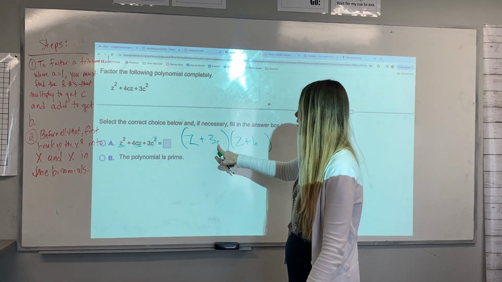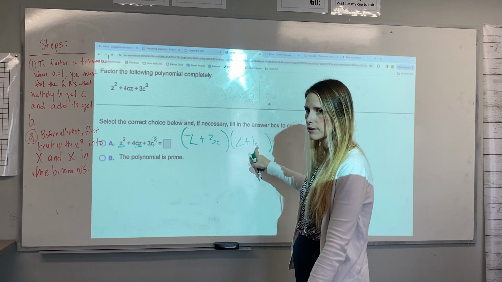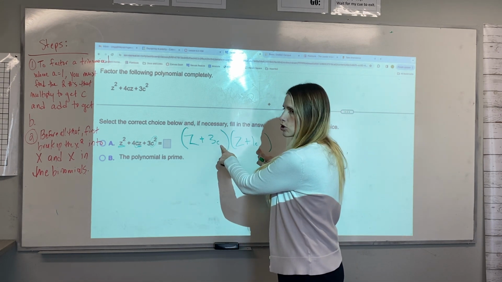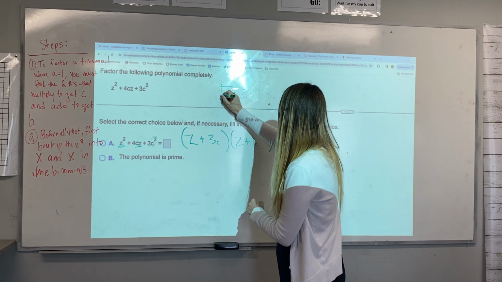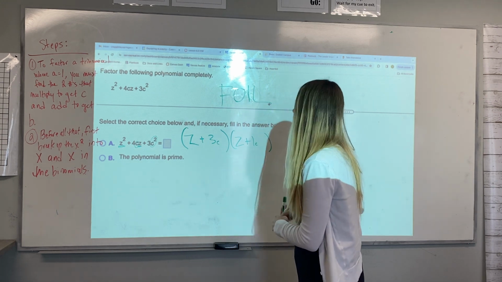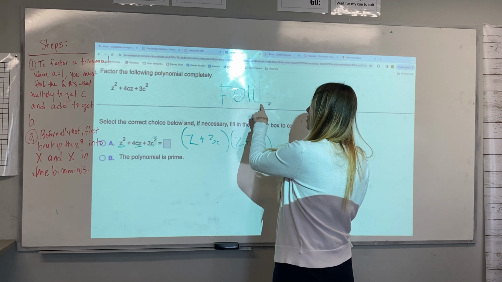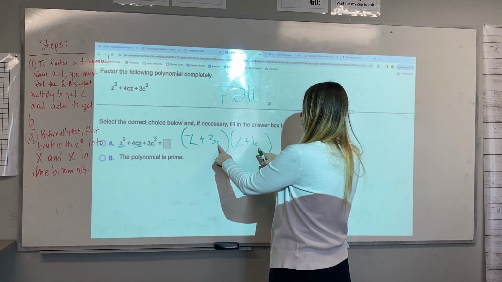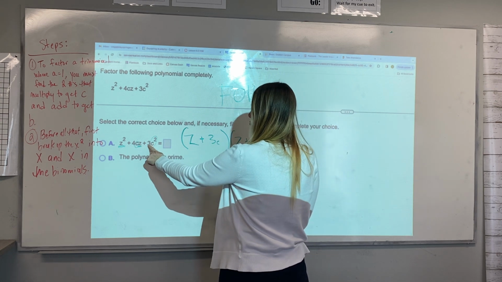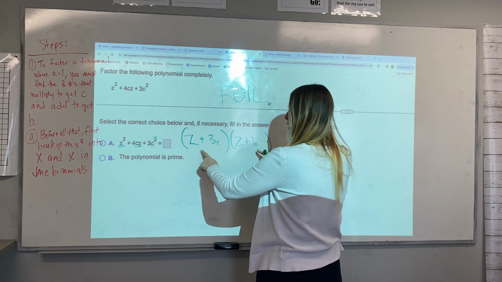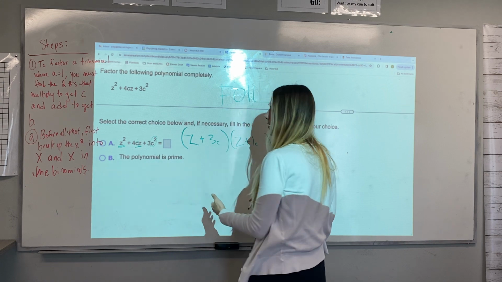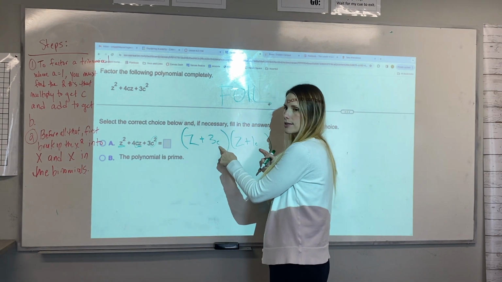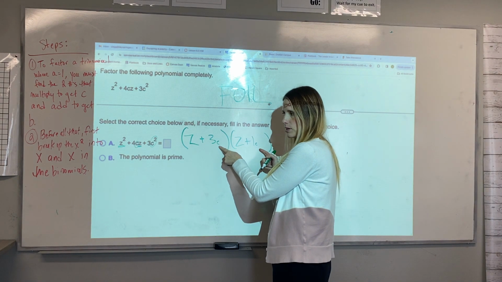What's c times c? C squared. That, multiplying the last terms in terms of FOIL, multiplying the last terms, the 3c times the 1c, will get us 3 times 1 is 3, and c times c is c squared. That's one reason that we know that we need to include c's in the last terms.